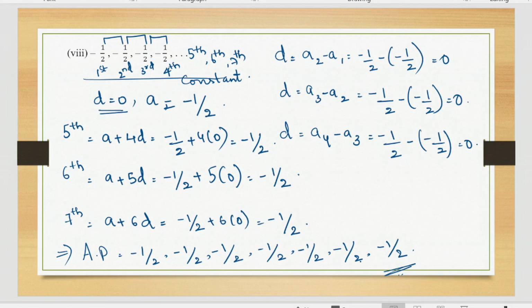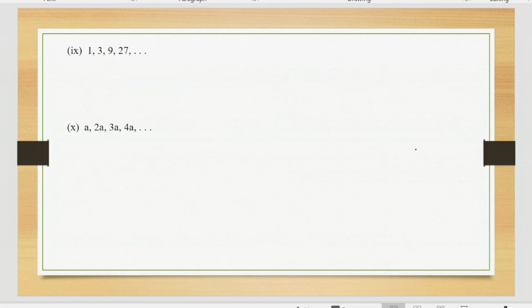Clear? So let us see the next question, that is 1, 3, 9 and 27. So let us first find the common difference to see if this is an AP. Okay.